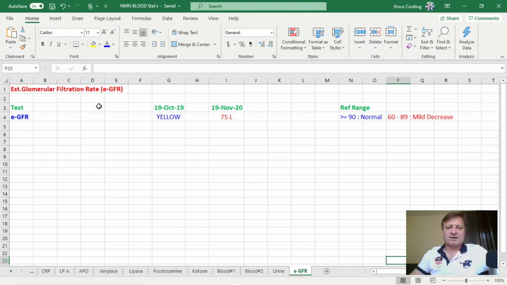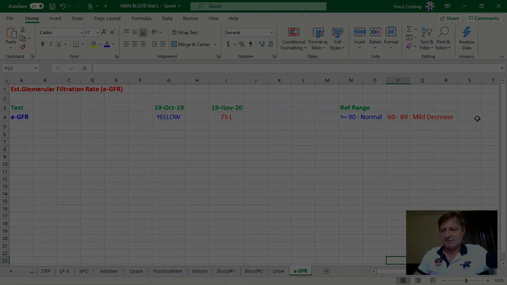My EGFR rate, which is something that Holly on the DIY channel normally talks about, mine's 75, which is low, and 60 to 89 shows mild decrease. So I'm not particularly sure exactly what that means, but I will check it out. So that's it for the blood test results.